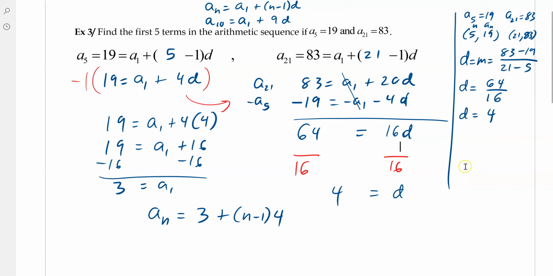Now how do you find the first term? Well, just think about it. You use a sub 5. A sub 5 is equal to 19, and then that would be a sub 1 plus 4 differences. And so you would just subtract the 16, and 3 equals a sub 1. So this is an alternate way. You find the slope, and then you work backwards to find your first term.